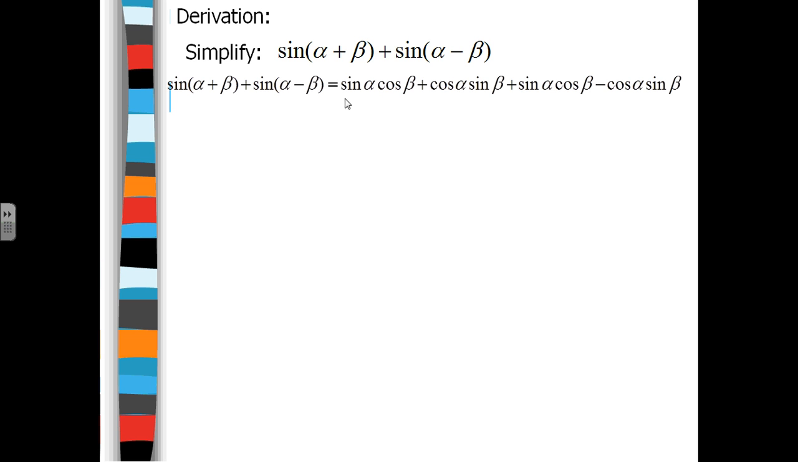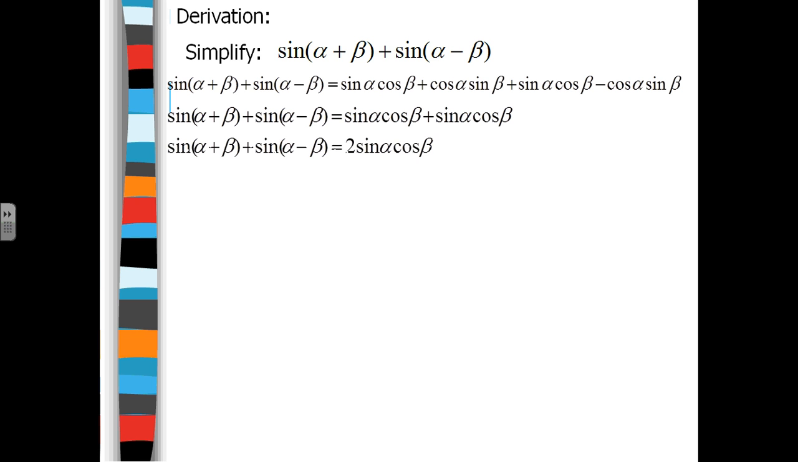So when we do that, we end up getting this big long thing right here, which if you recognize cosine alpha sine beta, and then we have a negative cosine alpha sine beta, so those are going to cancel out. And then we're left with the sine alpha cosine beta. We actually have two of those. So that simplifies down to 2 sine alpha cosine beta. So what this does is it allows us to take a product, something like this, and rewrite it as a sum of alpha plus beta and alpha minus beta.